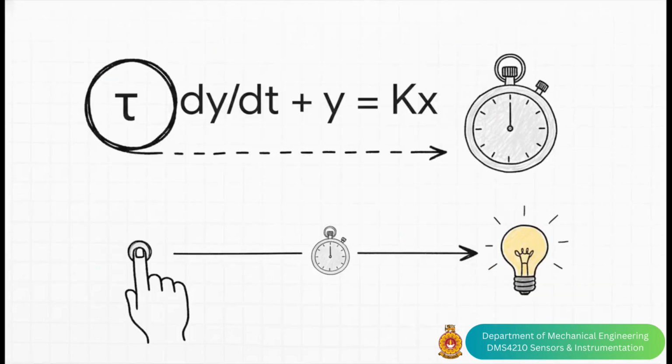So here's what that first-order equation looks like. Now hey, don't let that dy/dt part throw you off. That's just a little calculus that means how fast is the output changing right now. The really important new player here is that little squiggly symbol, which is tau. This is the time constant, and it's everything. It basically tells you the sensor's reaction time.